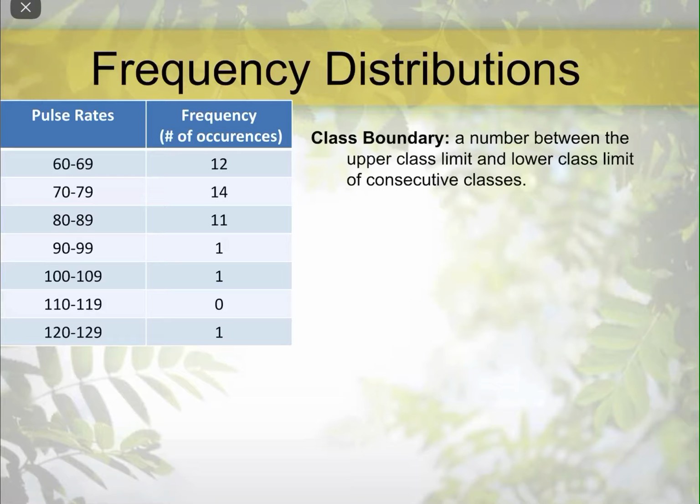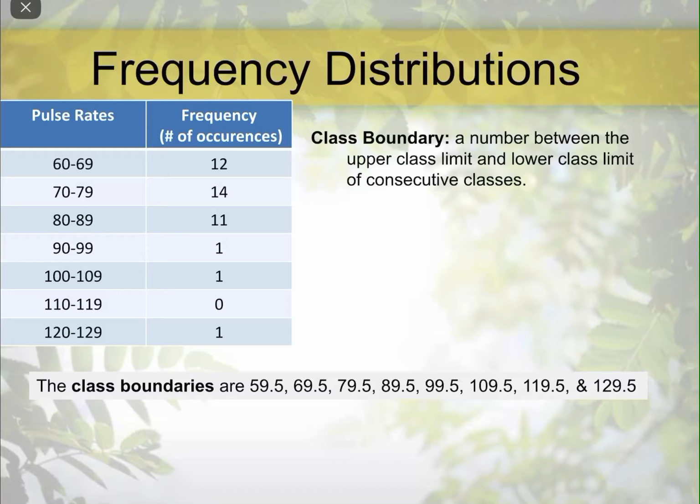Likewise, if you go to the second two, the number that's between 79 and the next one, 80, is 79.5. So if we were to calculate all of the class boundaries, we would get 69.5, 79.5, 89.5, and so on. And the two that are easy to forget are the class boundaries for the lowest part, which is 59.5, and the highest part, which is above 129, so 129.5.